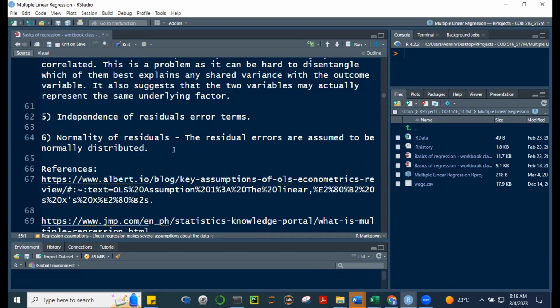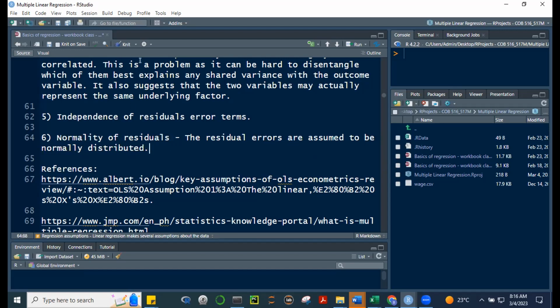And lastly, normality of residuals. The residuals should be normally distributed. Although this one is, let's say, the weakest, W-E-A-K, weakest of the assumptions. Okay, and if you have a large sample size, this might not be relevant in normality of residuals.